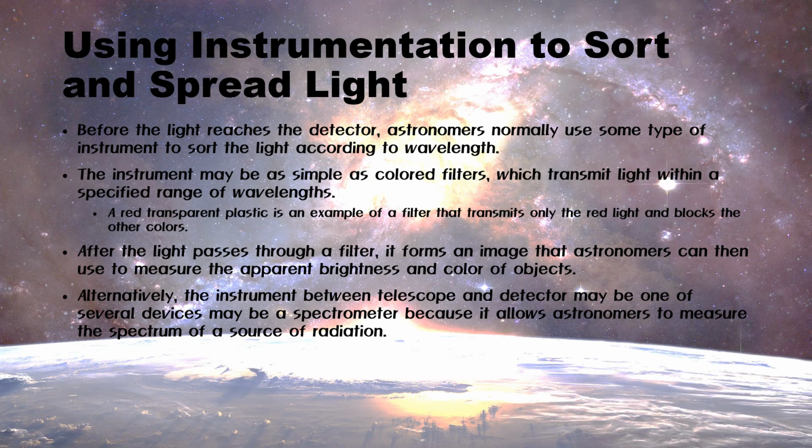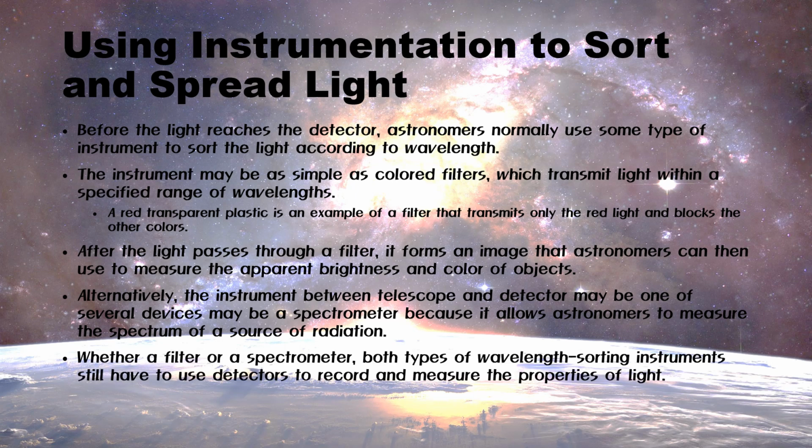Alternatively, the instrument between the telescope and detector may be one of several devices, such as a spectrometer, because it allows astronomers to measure the spectrum of a source of radiation. So whether we're using a filter or a spectrometer, both are ultimately wavelength sorting instruments. They still need to have the detector, though, to record and measure the properties of the light.